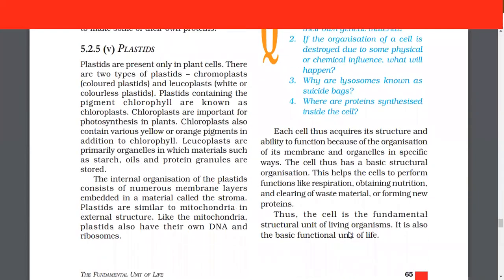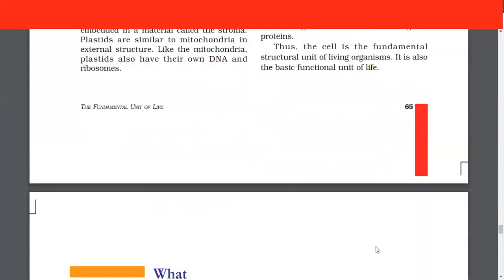Each cell thus acquires its structure and ability to function because of the organization of its membrane and organelles in specific ways. The cell thus has a basic structural organization. This helps the cells to perform functions like respiration, obtaining nutrition, and clearing of waste material or forming new proteins. Thus, the cell is the fundamental structural unit of living organisms. It is also the basic functional unit of life.